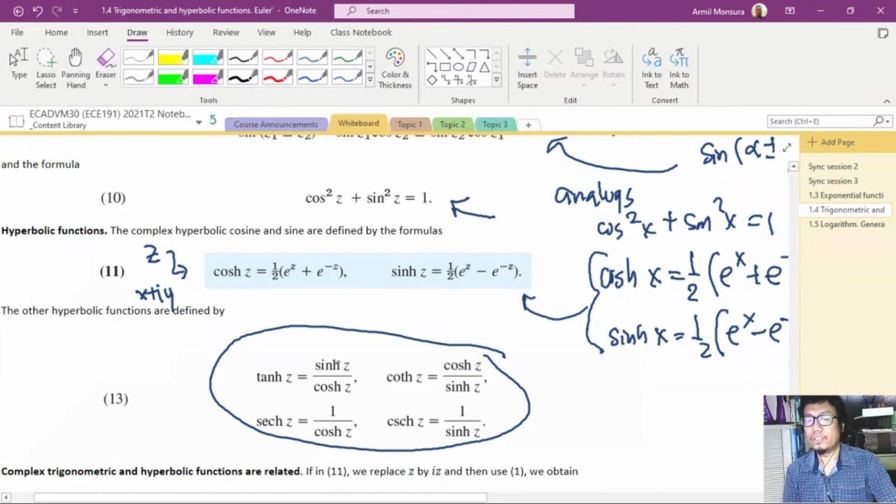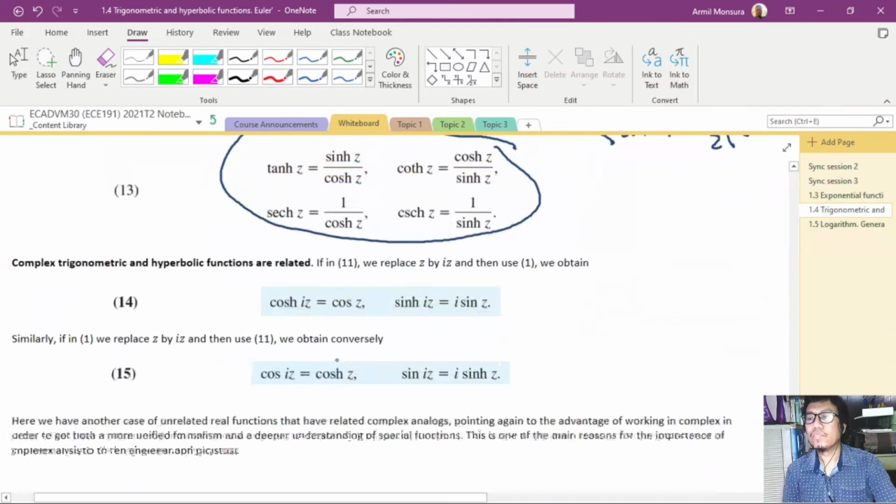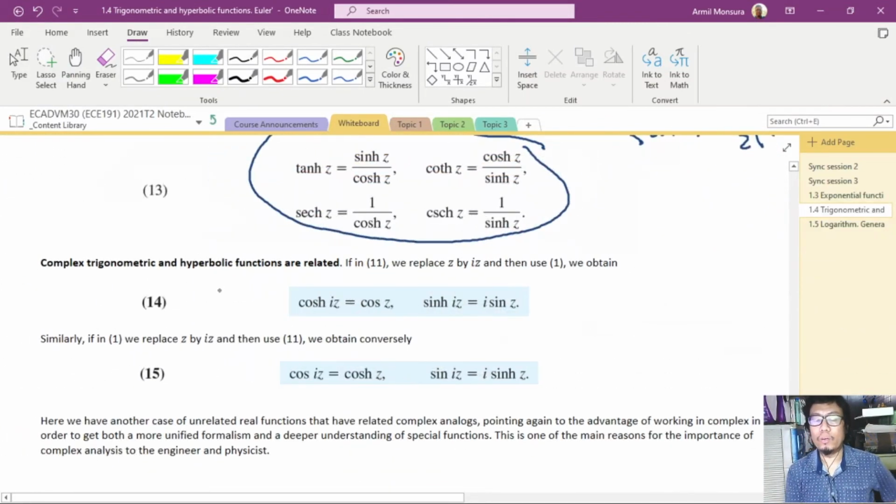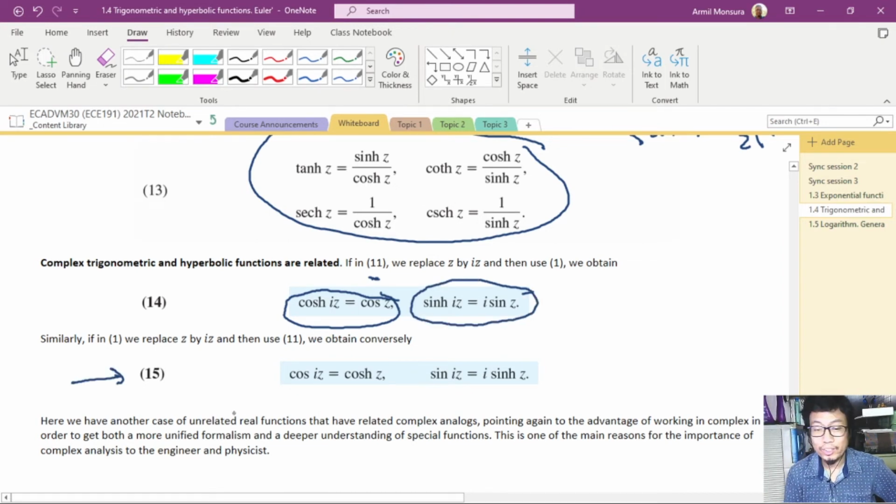Now, how are the complex trigonometric and complex hyperbolic functions related? Formula 11 will establish the similarity. And actually, we have already established these two formulas earlier. We only found cosine of iy, which is equal to hyperbolic cosine of y.